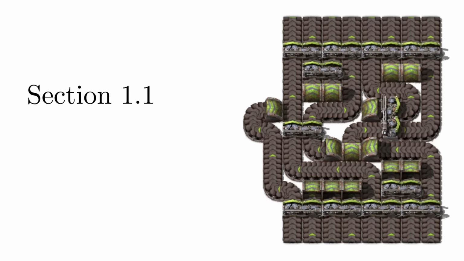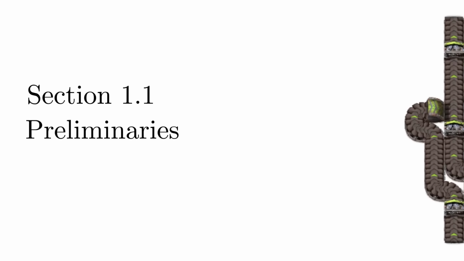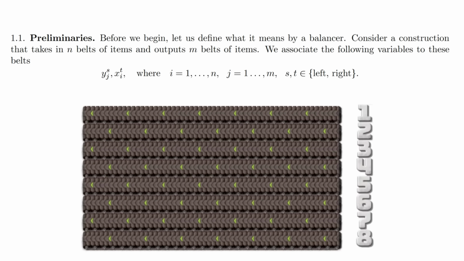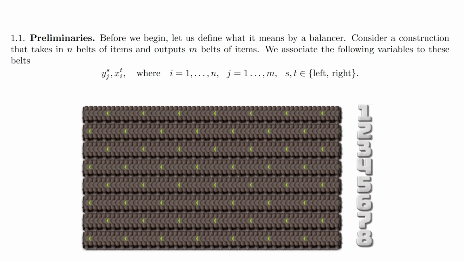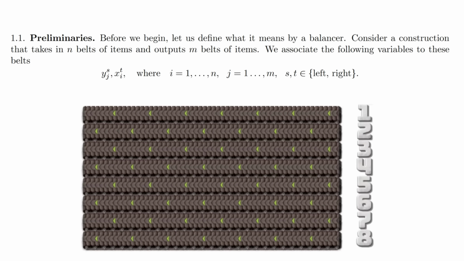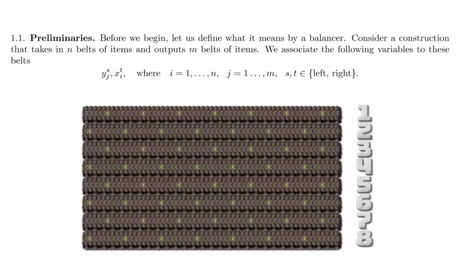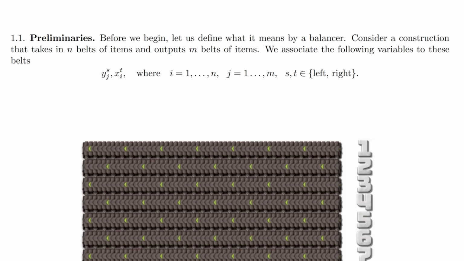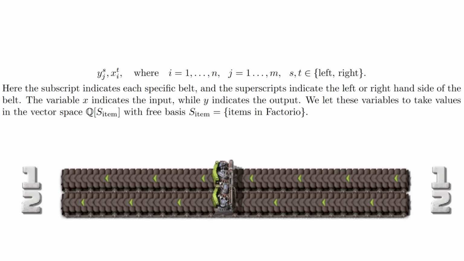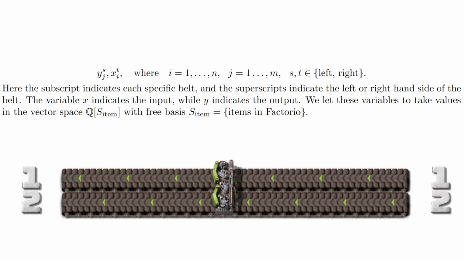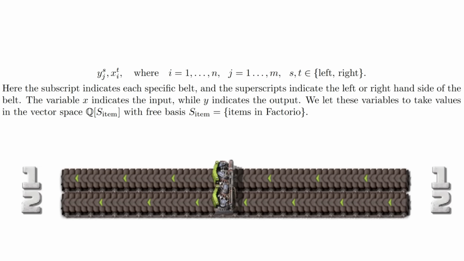Section 1.1 Preliminaries. Before we begin, let us define what we mean by a balancer. Consider a construction that takes n belts of items and outputs m belts of items. We associate the following variables to these belts: y_j^s and x_i^t. These are variables indicating the content of the belt, with the subscripts indicating the specific belts and the superscript indicating the left or right hand side of this belt.